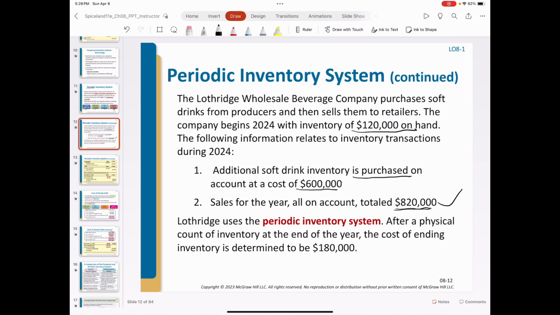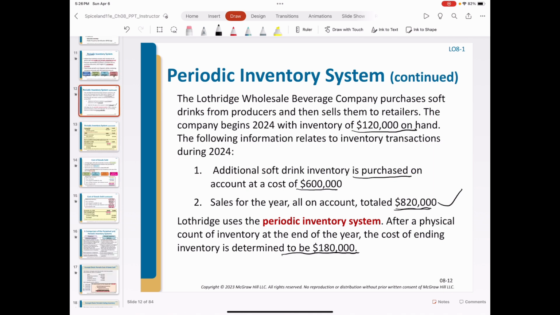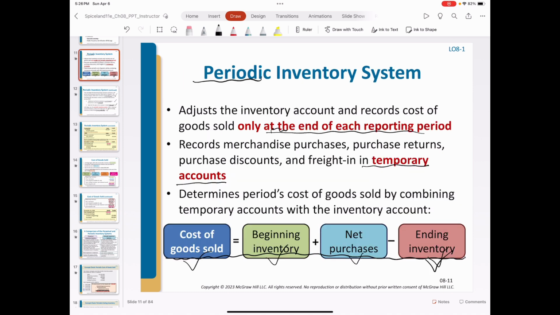Same to the perpetual inventory system, by the end of the accounting cycle, we have the balance of inventory from physical count. This is beginning balance. This is purchase. This is ending balance of inventory. And we have cost of sales based on this equation.